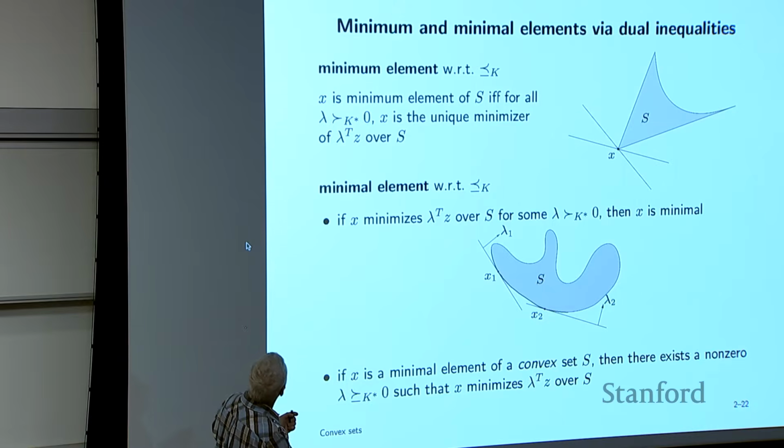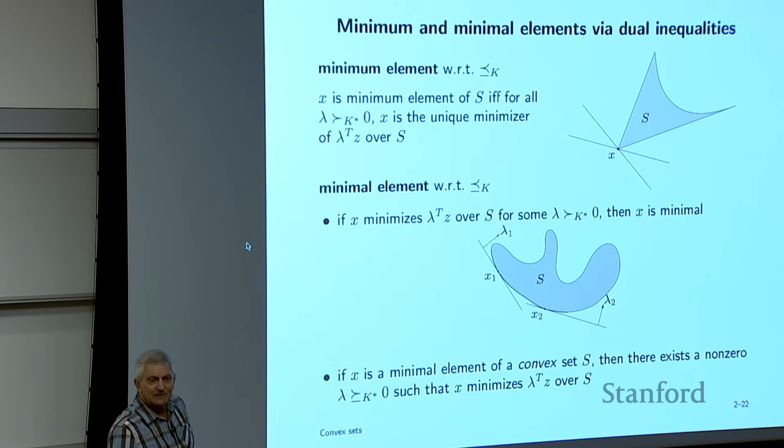Z. Is there some Z? Z is a dummy variable, right? So if I say this is a function, which is f of Z equals lambda transpose Z, Z is a dummy variable. It has no meaning. You can change it to your favorite character.